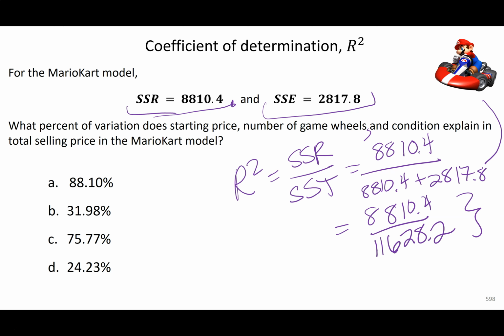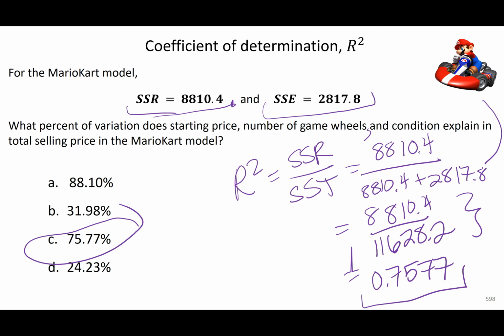So as you can see, just 8,800-ish over 11,600 or so. That's a lot of it. I'm going to get 0.7577. This is a proportion. If I thought of it as a percent, roughly 75.77% of the variability that there is is explained by the starting price, number of wheels, and condition. It is explained by the regression, or the model.